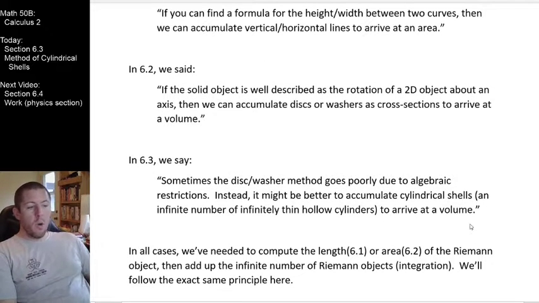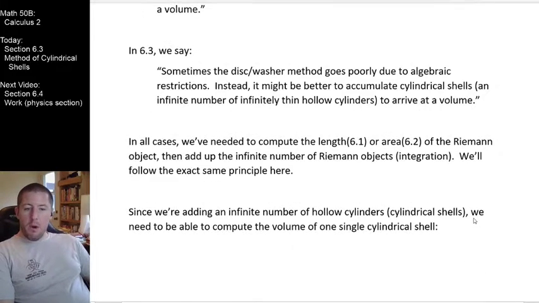In all cases, we need to compute the length or the area of the Riemann object, then add up the infinite number of Riemann objects. That's called integration. We'll follow the exact same principle here today. And the important thing is, since we're adding up an infinite number of hollow cylinders or cylindrical shells, which are really just two sets of words for the same thing, we need to be able to compute the volume of a single one so that we can find a representative, general Riemann object with which to define our integrand, the stuff that we're integrating here, right?